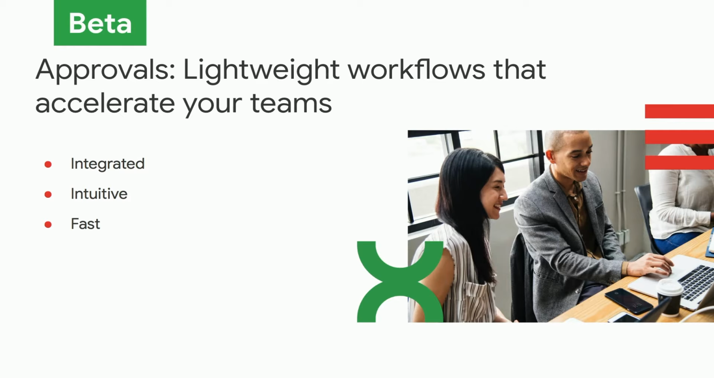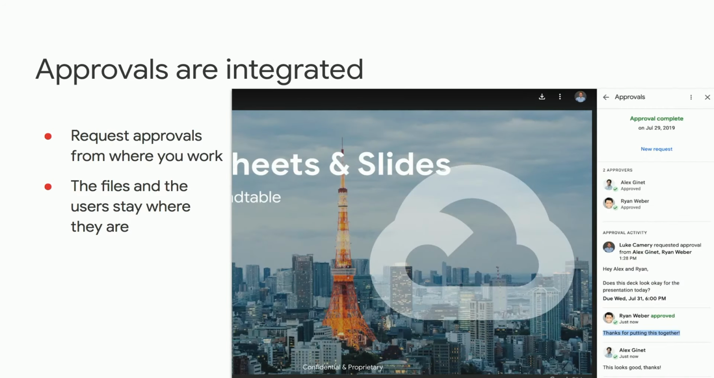Approvals are a lightweight way for you to accelerate simple business processes. And they're integrated right into Docs, Sheets, and Slides. So you can seamlessly request and approve files just as you would do with any other file in Drive. But you can see the approvals inside the files themselves, meaning that you don't have to go outside your normal workflow to request and approve files.